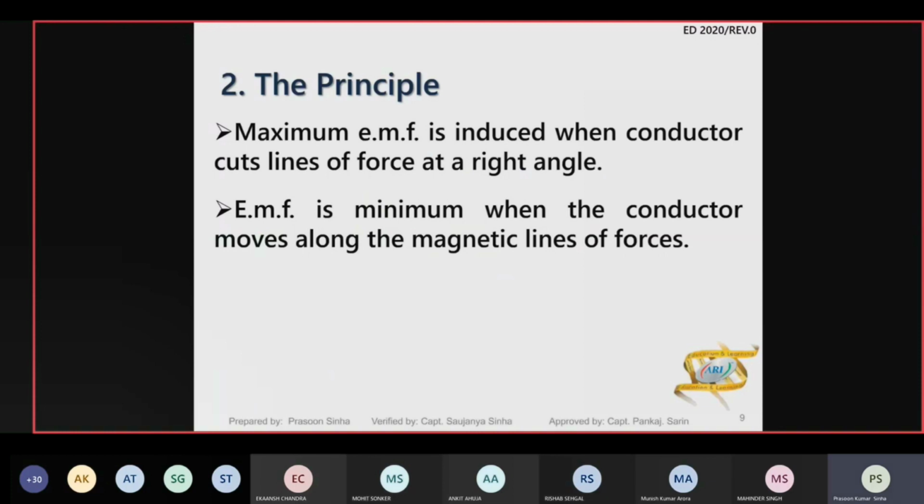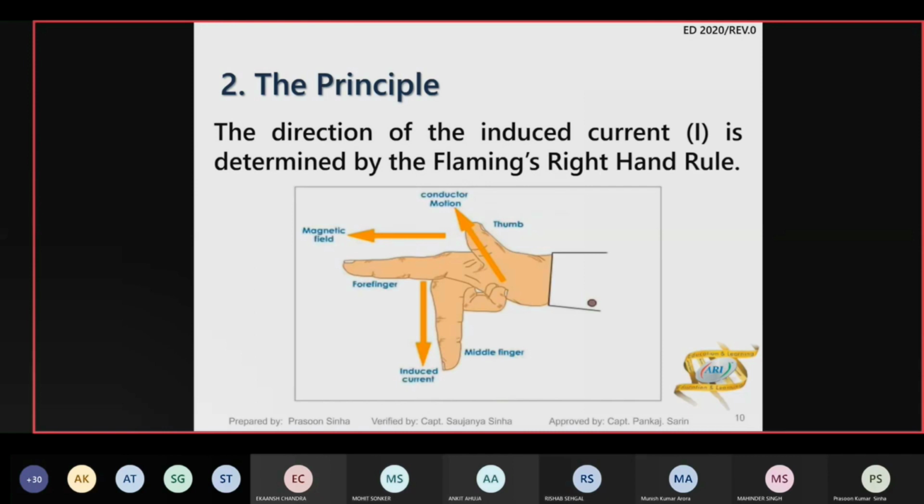EMF, and so the current is also a factor of the angle at which the conductor is cutting the lines of forces. We talked about this, the sine function. If it is along the magnetic lines of forces, angle 0, induced EMF is 0. If it is at 90 degrees, then EMF is maximum. Fleming's right hand rule is for finding out the direction of the current.